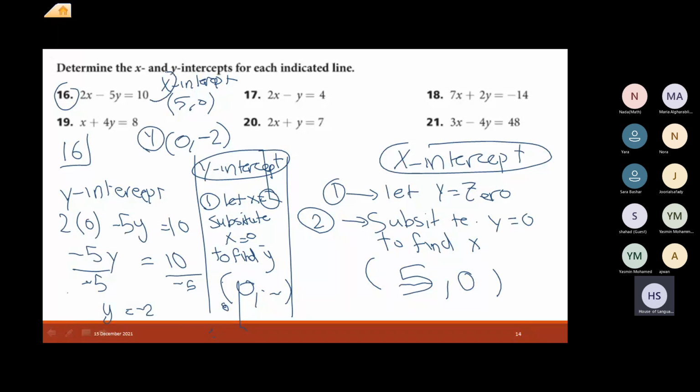So the x-intercept is 5, 0. Now if you connect it with the graph, the x-intercept must be x, 0, while the y-intercept must be 0, y.